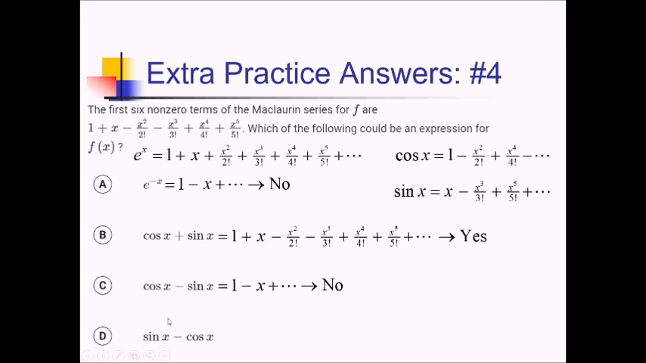For this next one, we have sine minus cosine of x. So if we're subtracting cosine of x, that's going to be a negative 1 to begin with, and a positive x. So that's already bad news. This one fails on the very first term. Wow, that's an epic fail. So at the end of it then, we've confirmed it. Choice B is the best answer.